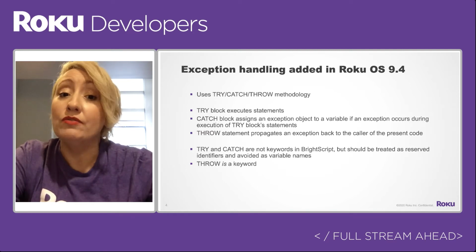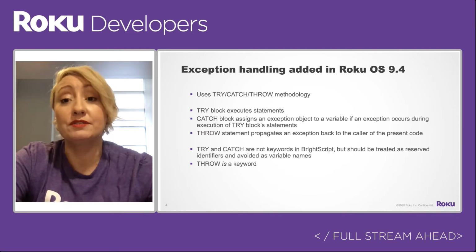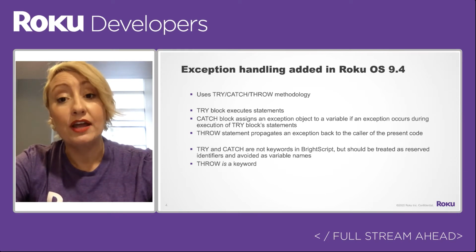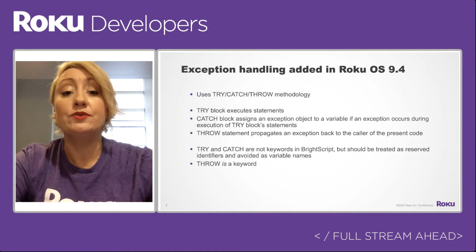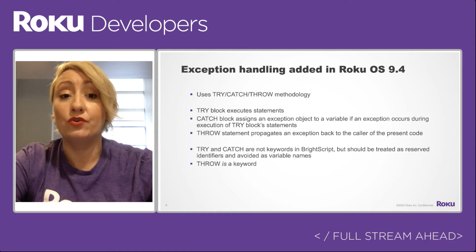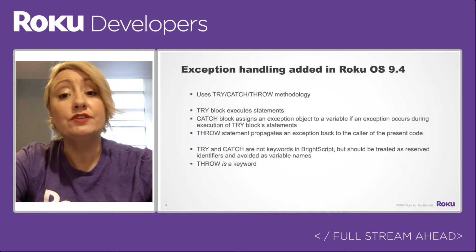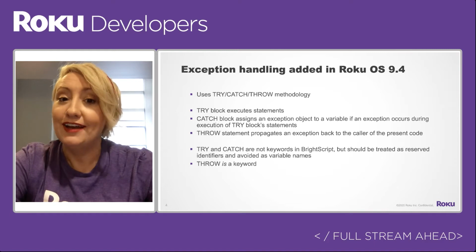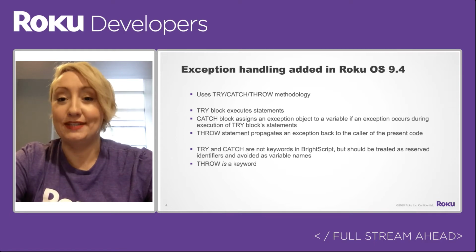It's important to note that neither try nor catch are keywords in BrightScript and should be treated as reserved identifiers. Throw, on the other hand, is reserved as a keyword, so it is important that legacy channel code, which already employs try and catch as ordinary identifiers, should be rewritten to use different identifiers instead. Before we move on, let's take a look at a quick and simple example.